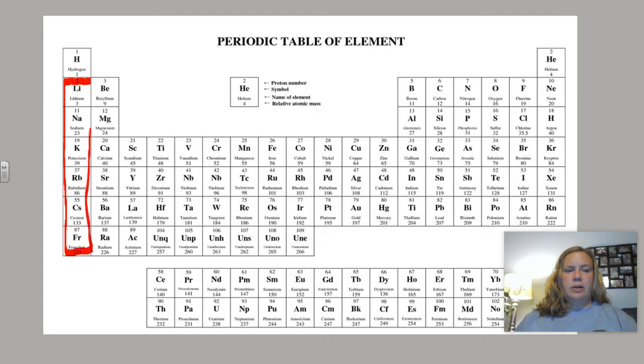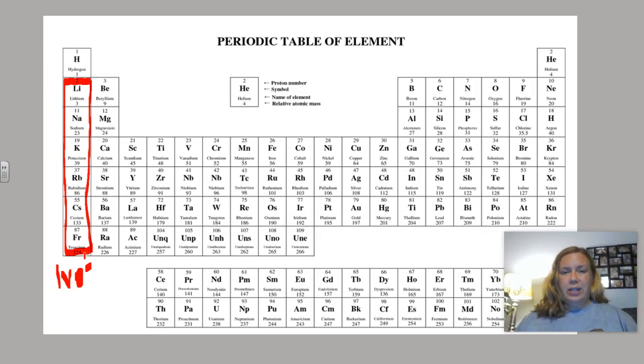The alkali metals are very reactive in water. The reason is they have one valence electron. The reason why they just have one valence electron, it's very easy for other elements to take that valence electron. So that's why they're so reactive, especially with water. They can actually just kind of explode upon water.